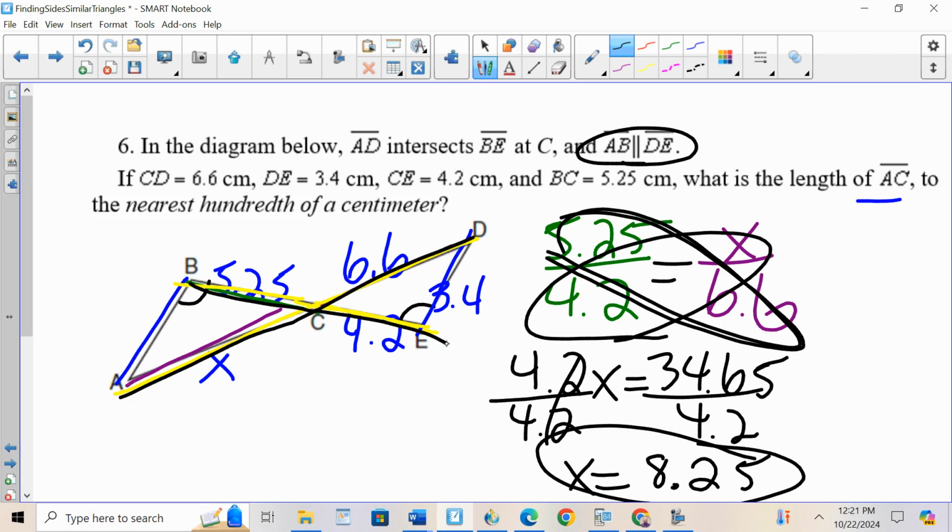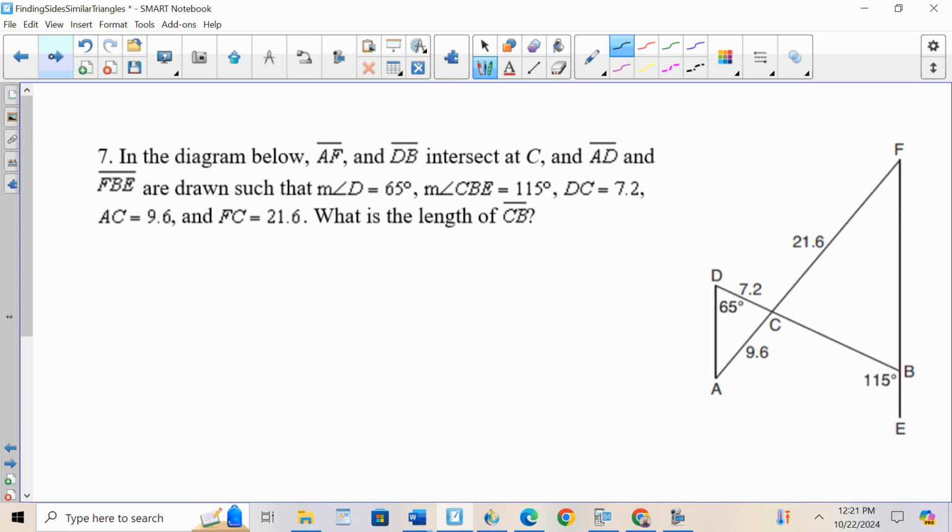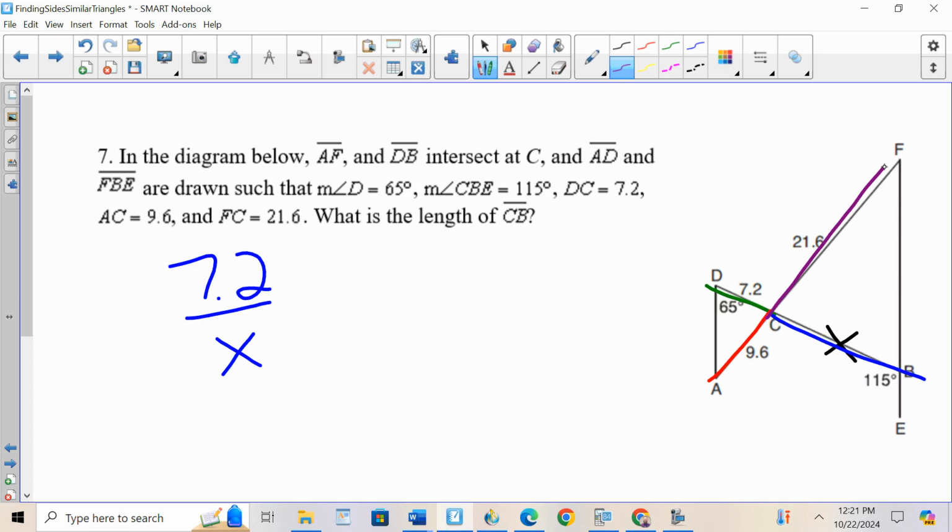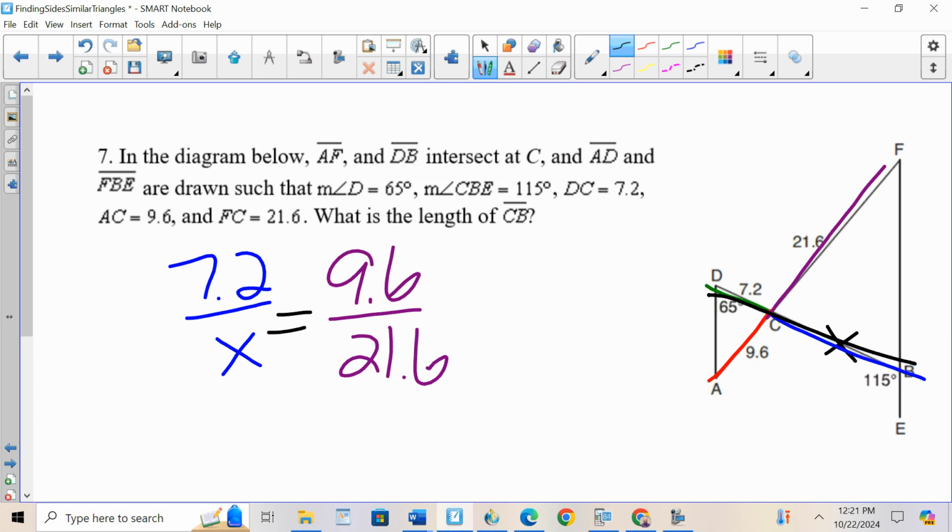5.25 and 4.2. Let's just set one more up. We're not going to do it. It wants CB. So I know that 7.2 is going to correspond to X. And I know that 9.6 is going to correspond to 21.6. And you have these twisted, overlapping triangles. The corresponding sides, again, are diagonal from each other.